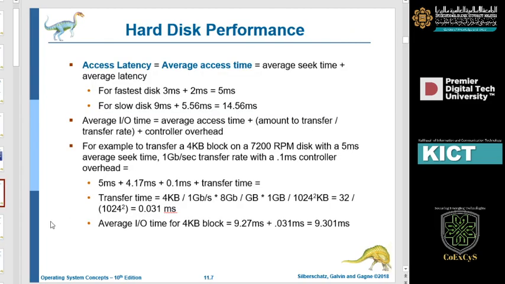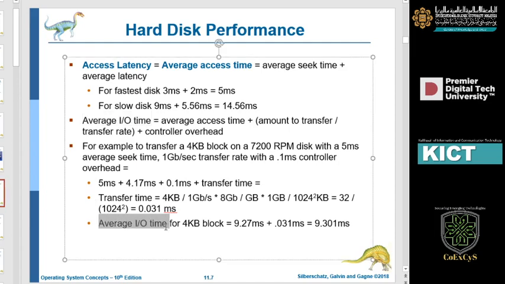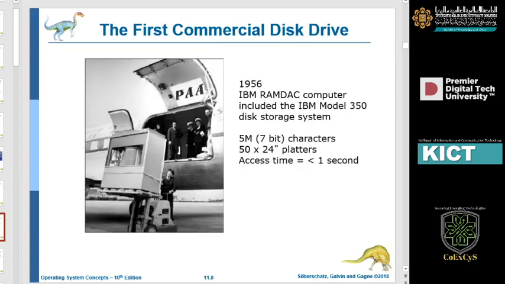So if we're looking at this, take a look, average IO time here is average IO time here. If you're trying to calculate the average IO time, you still have to add the 9.27, this amount, plus the transfer time, so this would be the average IO time for this one. So follow this and you get the calculations correct.